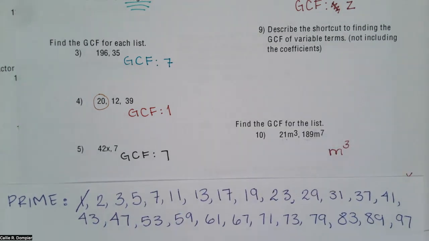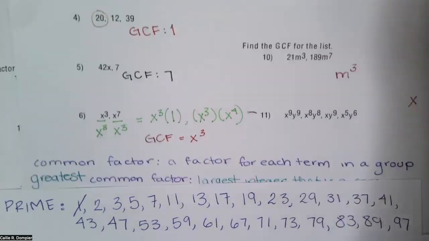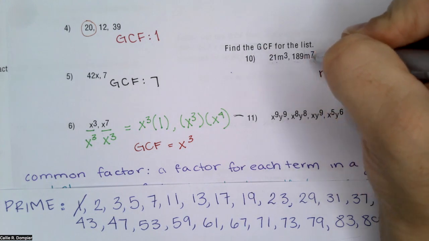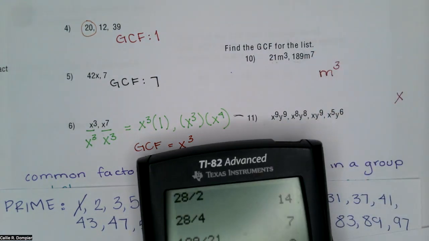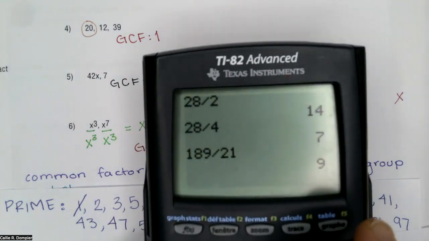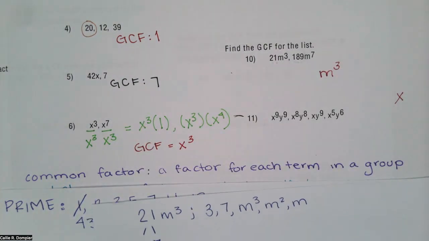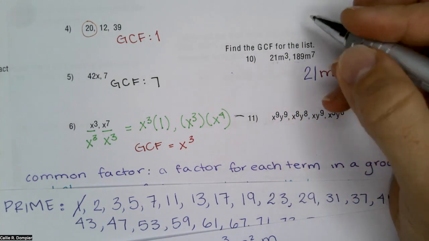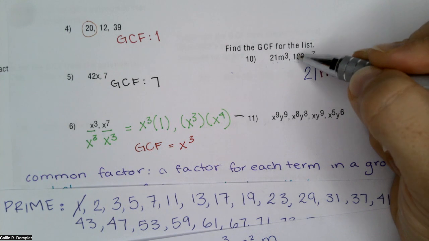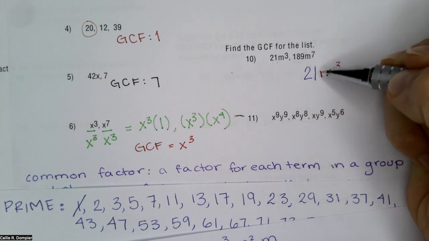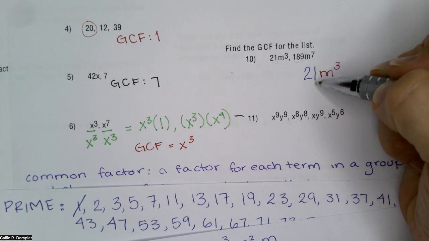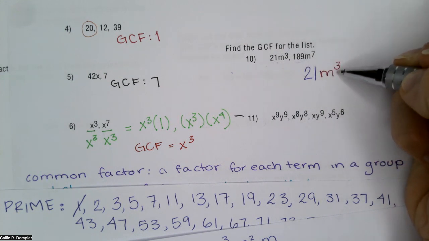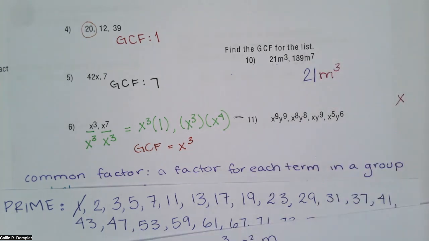Oh, yay, just in time. Very late, but just in time. So 189 divided by 21 gives me 7. Sorry, it gives me 9. 21 m cubed divided by 21 gives me 1. 189 divided by 21 gives me 9. So my answer is that 21 is the greatest of all common factors between 21 and 189, and that m cubed is the greatest factor between m cubed and m to the 7.